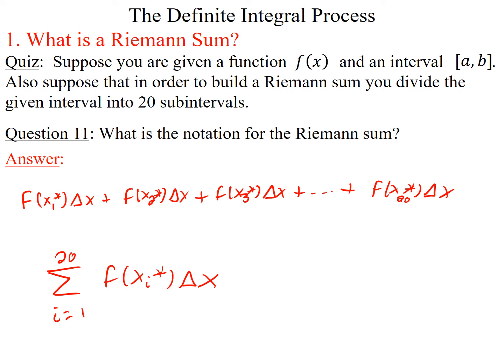Okay, and again, if we want to generalize it now and get rid of this 20 intervals and just say we have n intervals, then the long way would be f of x1 star times delta x plus f of x2 star times delta x, all the way up to the last one, which wouldn't be 20. It'd be f of xn star delta x. And then what would change in our compact notation? Just the 20 up here is going to change. And we're going to have an n here.